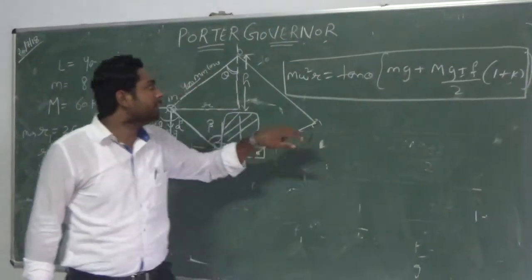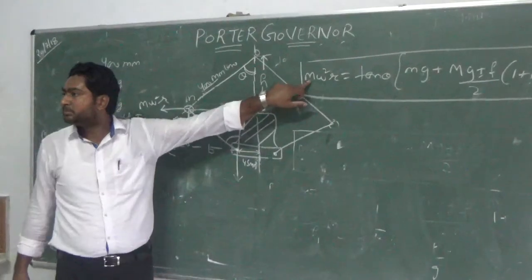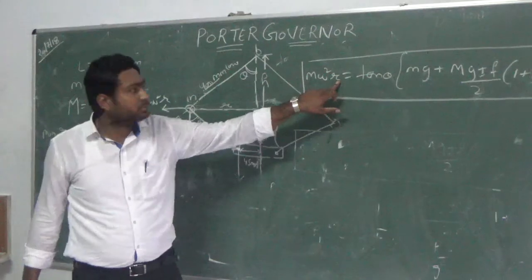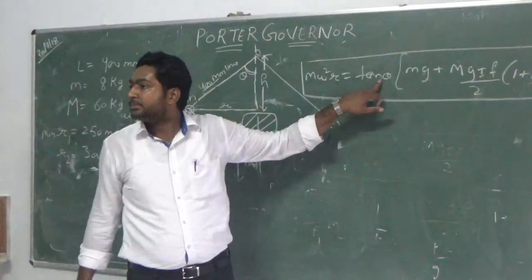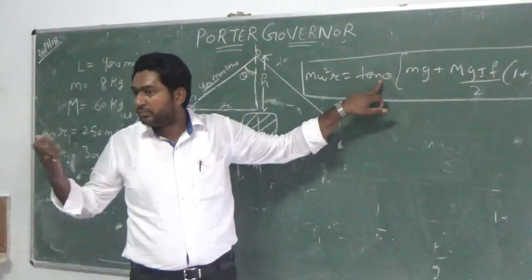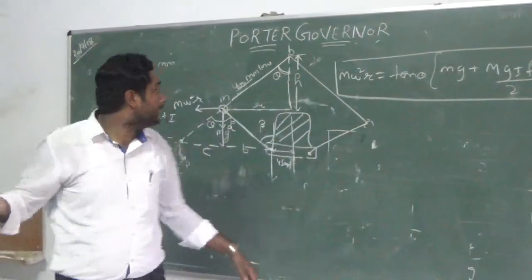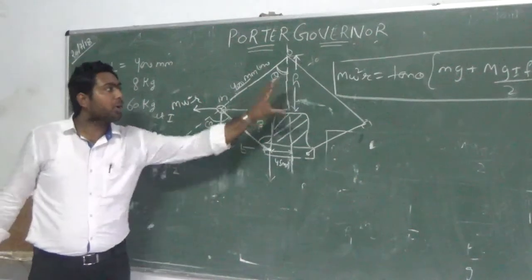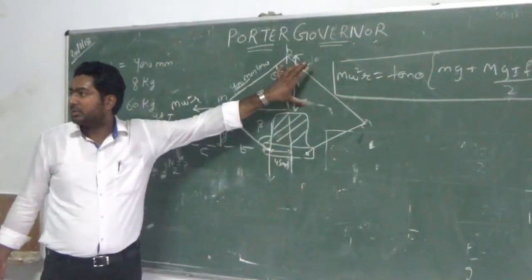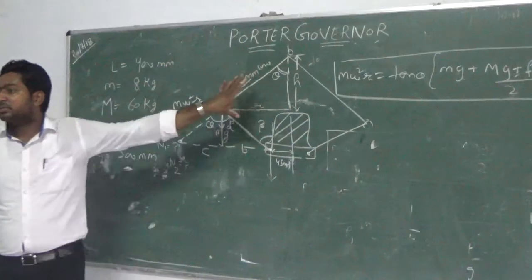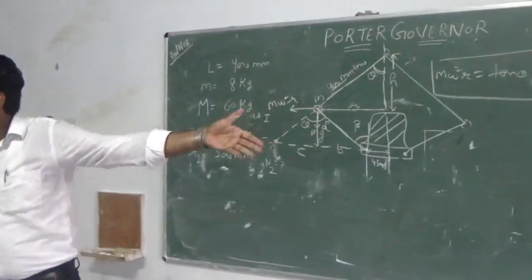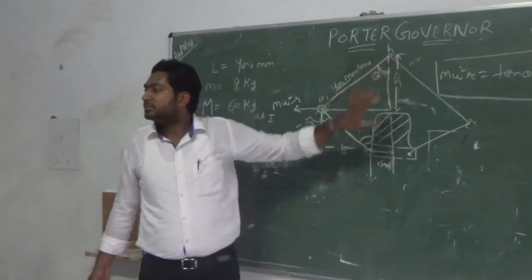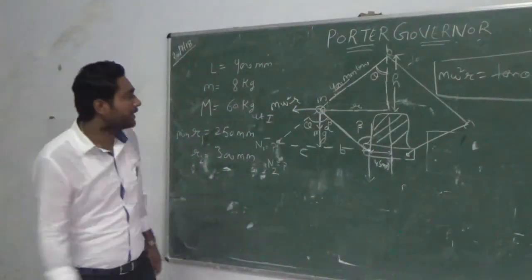This is the equation of the Watt governor. In this equation, we have m, we have r, we have tan theta. Tan theta is r upon h, but h is not given. How do we calculate the value of h? Pythagoras theorem.